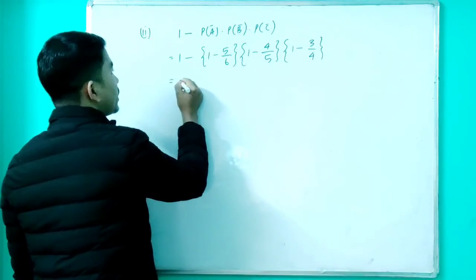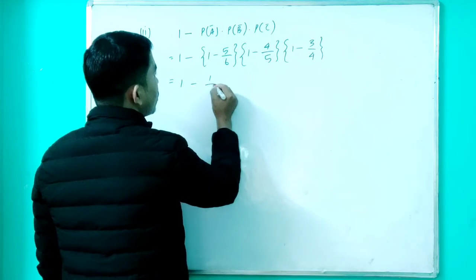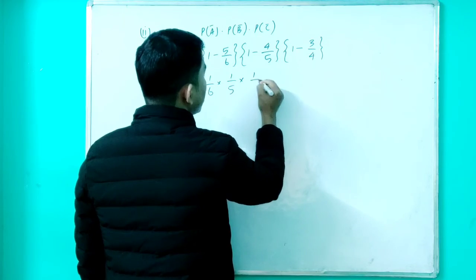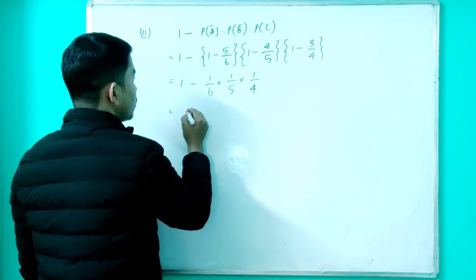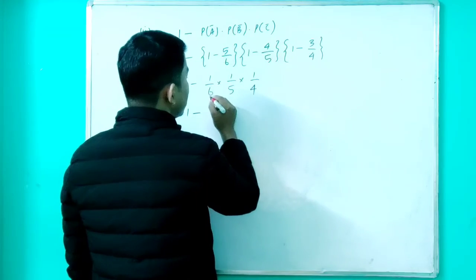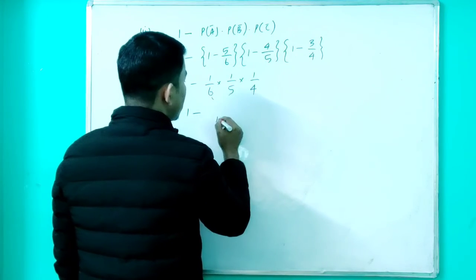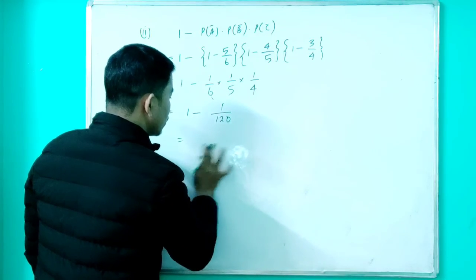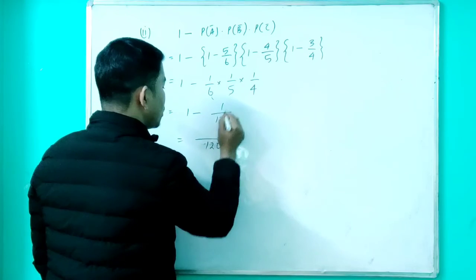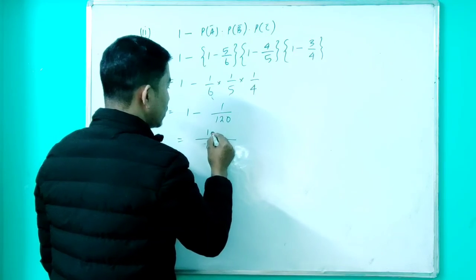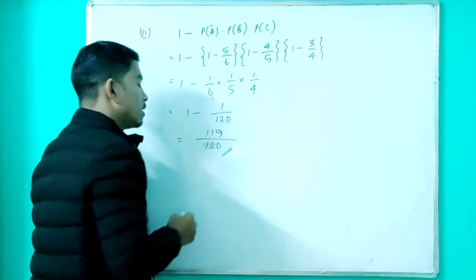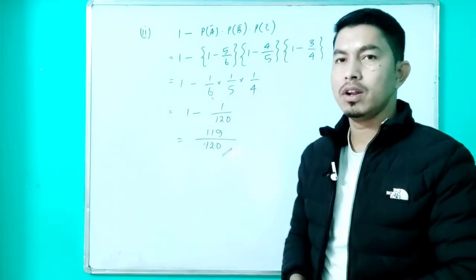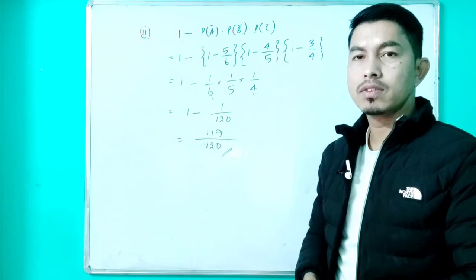Again, on simplifying, I get 1 minus 1/6 times 1/5 times 1/4. So this gives me 1 minus, if you multiply all of these, 6 times 5 is 30, 30 times 4 is 120, so 1/120. This gives me 120 minus 1 over 120, which equals 119/120. You can use a calculator to calculate the value of 119 divided by 120. This is how we solve this kind of question.